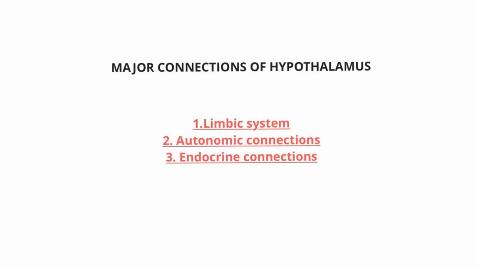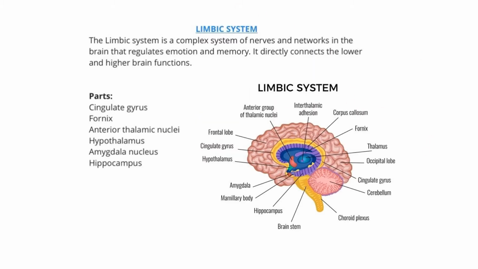As for the connections of the hypothalamus, we spoke about the triad of important systems which the hypothalamus is part of and affects. There is the limbic system, autonomic system, and the endocrine system, and it has connections with all of those. So the limbic system is a complex system of nerve networks which regulates emotions, memory, motivation, learning.